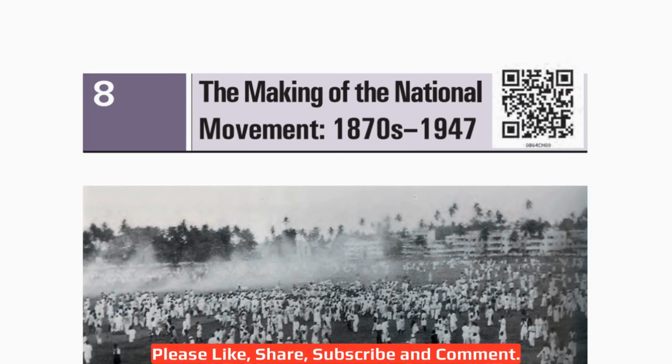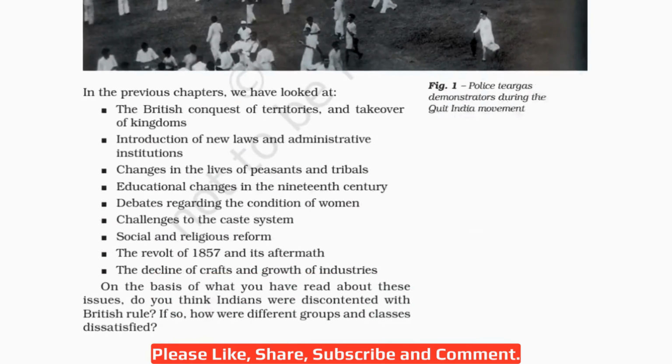Also, the evolvement of many reforms like the Ilbert Bill debate, right, to radical calls for Swaraj, mass mobilization like the Swadeshi and the boycott movement, then even revolutionary violence, culminating in the mass movements under Gandhiji like the non-cooperation movement and salt satyagraha, etc. Okay, so we will be covering all these movements in this chapter. So let's start with the chapter.